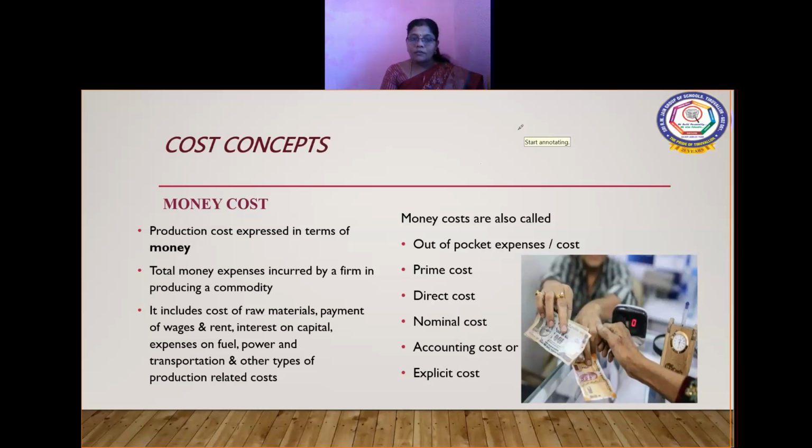These costs are also called out of pocket expenses, prime cost, direct cost, nominal cost, accounting cost, or explicit cost. So these are all the various names for money cost.